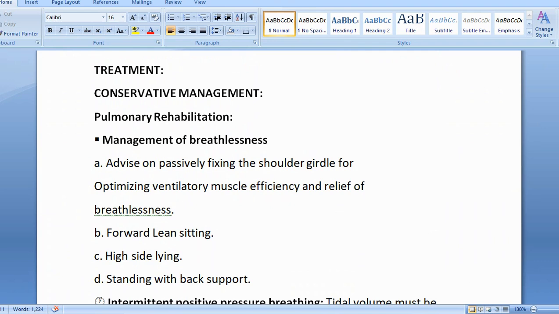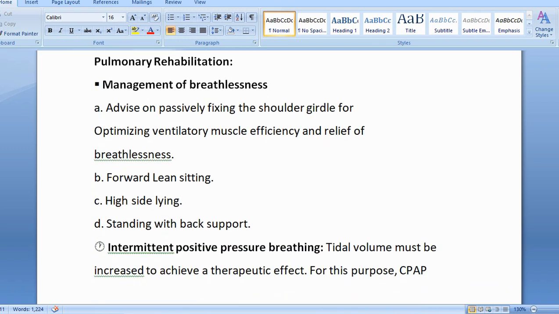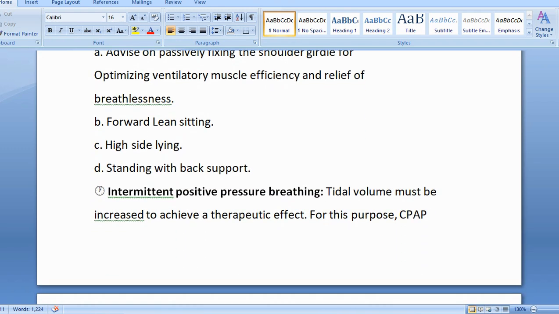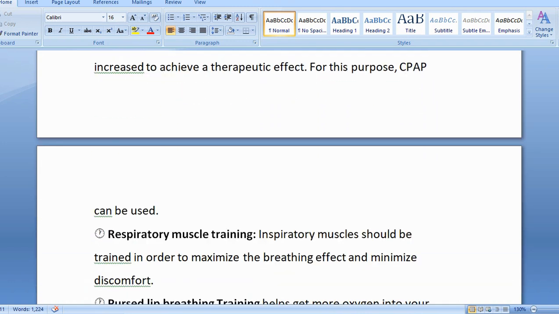Advice on passively fixing the shoulder girdle for optimizing ventilatory muscle efficiency and relief of breathlessness. Forward lean sitting, high side sitting, standing with back support. Intermittent positive pressure breathing, that is tidal volume must be increased to achieve a therapeutic effect. For this purpose, CPAP can be used. Respiratory muscle training: inspiratory muscles should be trained in order to maximize the breathing effect and minimize discomfort.